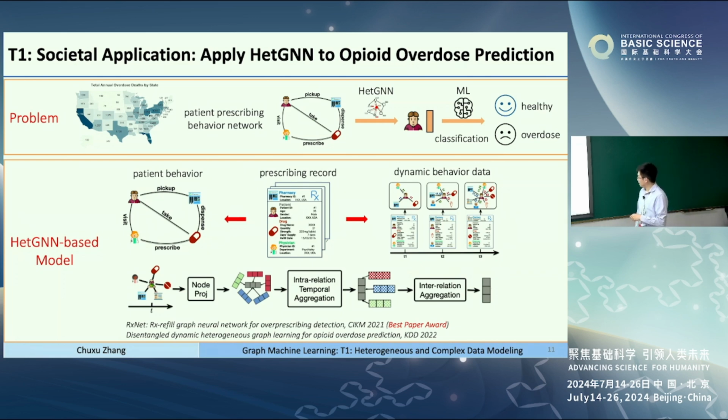Okay, right. So after building this temporal heterogeneous patient behavior graph or network, we can apply a similar idea to what we proposed in the heterogeneous graph to learn the feature representation of each patient. Since we want to predict whether this patient will be overdosed or healthy in the near future, it's a typical binary classification task, either healthy or overdose. So after building this temporal heterogeneous graph, we apply a heterogeneous graph neural net to learn the feature representation of each patient. Then we apply a typical binary classification model to predict whether this patient will be healthy or overdose.